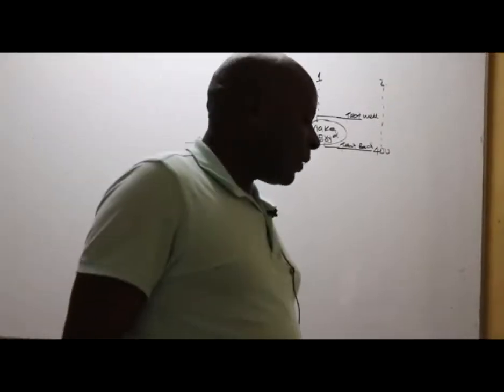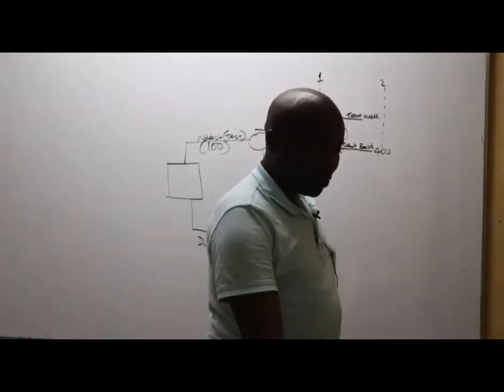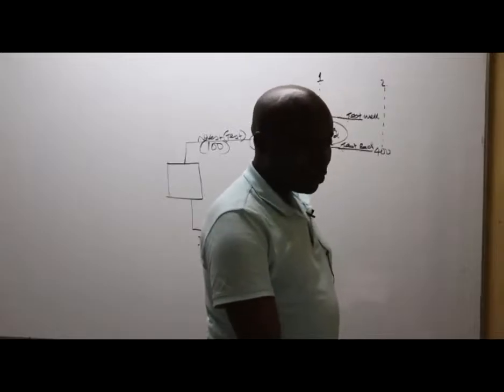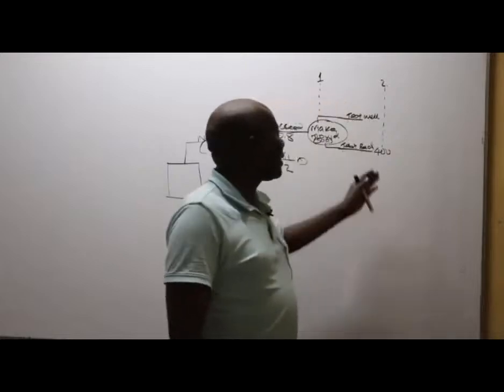Great. Now, ladies and gentlemen, from there, what are they telling us? They're telling us something nice there. If you proceed reading the question, if the products test well, the company would go into full-scale production. If they do not, the molds and prototypes will all be sold at 400. The manager estimates that there is a 90% probability that the products will pass testing and that phase 3 will be undertaken. So there is a 90% probability that these things will test well.